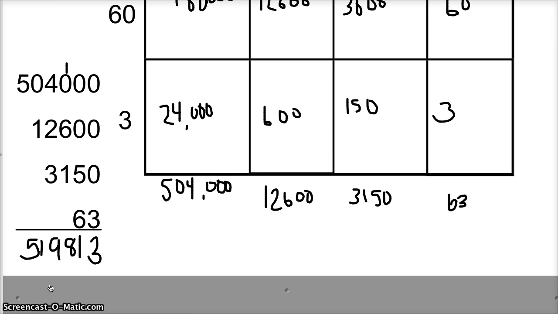Okay, thinking back about my original estimation, I think it was 80 times 60, which was 4,800. So where would my decimal go that would make it make sense? Here? No, that's not close to 4,800. Here? No. Here? Yes. 5,000 is close to 4,800, so this makes sense.